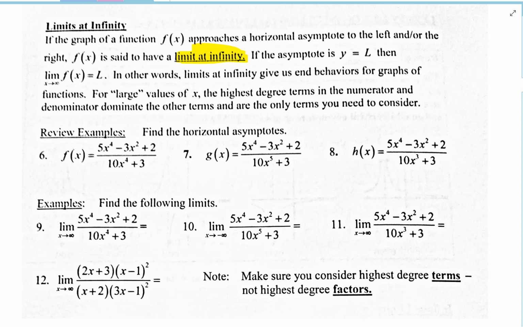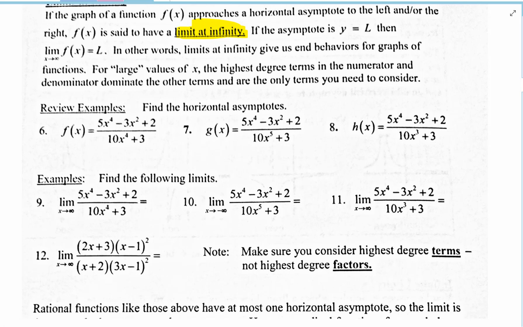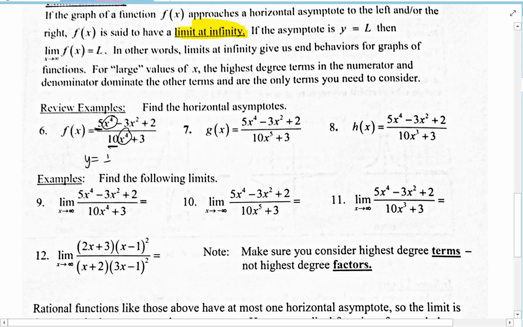So to review, we will check out what our horizontal asymptotes are. If the degrees are the same, then you just take leading coefficient over leading coefficient. 5 over 10 is 1/2. So y equals 1/2 is my horizontal asymptote. If the degree is less in the numerator than the degree in the denominator, 0 is your horizontal asymptote. And if the degree in the numerator is greater, you have no horizontal asymptote.